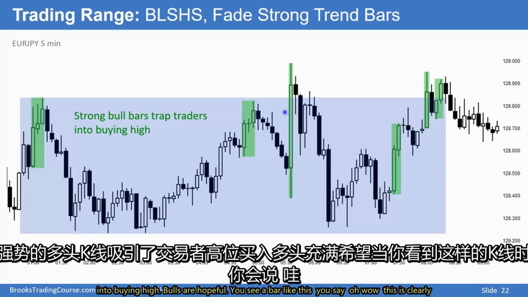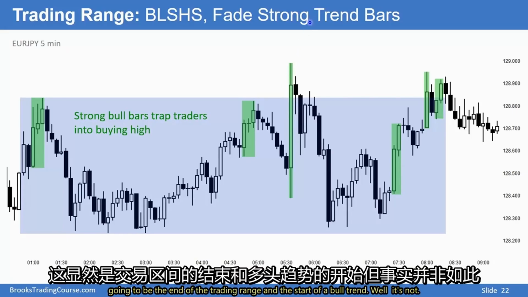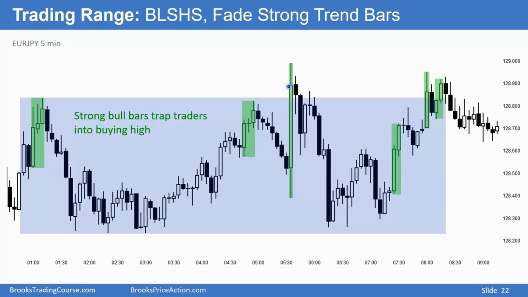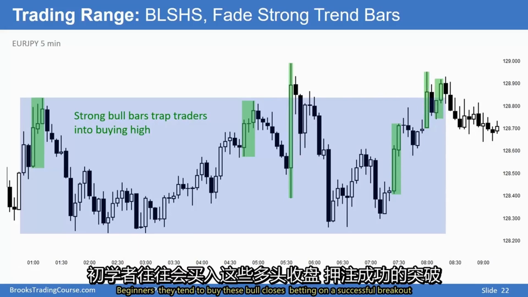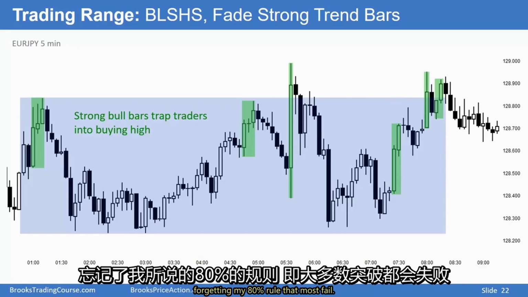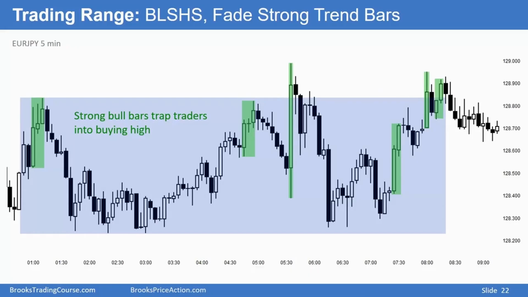Bulls are hopeful. You see a bar like this, you say, oh wow, this is clearly going to be the end of the trading range and the start of a bull trend. Well, it's not. Most trading range breakouts fail, even very strong ones like this or like that. Beginners tend to buy these bull closes, betting on a successful breakout, forgetting my 80% rule that most fail.